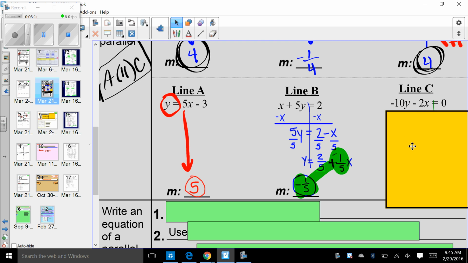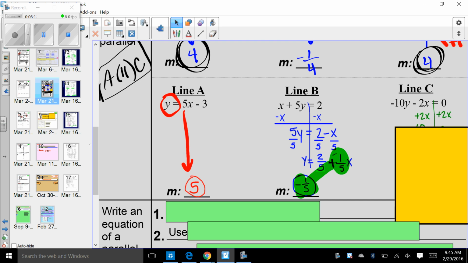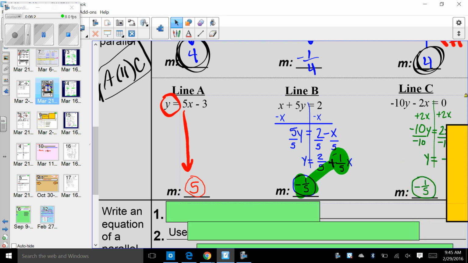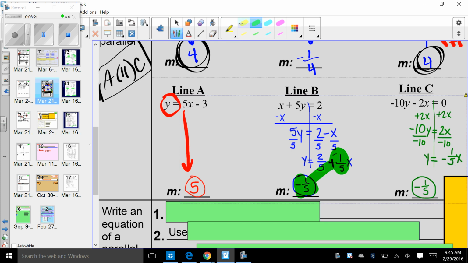All right, as we start to solve, we're going to add 2x, copy, paste. We end up with negative 10y equals 2x. Get y home alone, we divide by 10, copy, paste, and we end up with y equals negative 1/5 x. You can see that our slope is the thing that's attached to the variable x, so negative 1/5 is our slope. This particular time, you can see that these two slopes match.